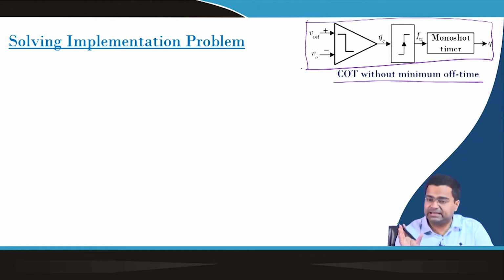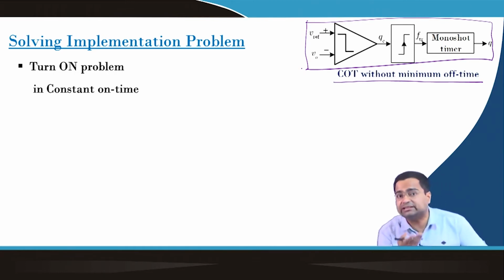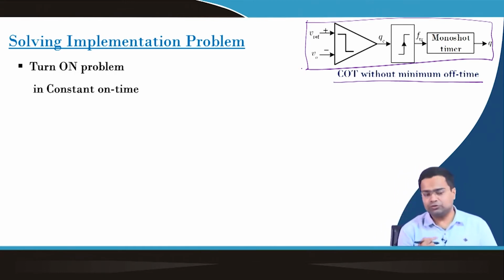It is in the very basic form. Now, the turn on problem: that means we need to turn on the switch if we find that the output voltage is lower than the reference voltage, otherwise the voltage cannot rise. So, how to solve this problem?